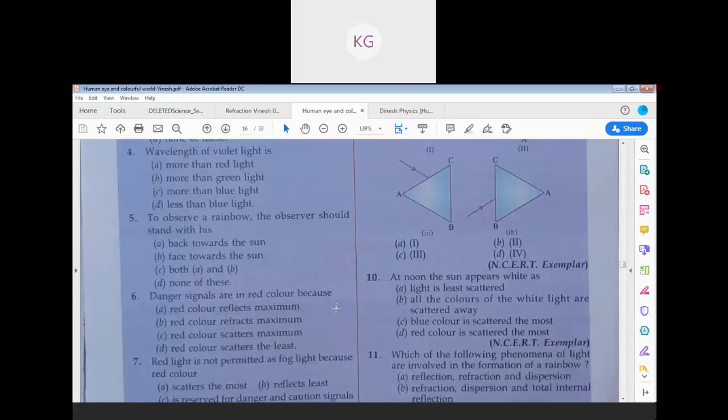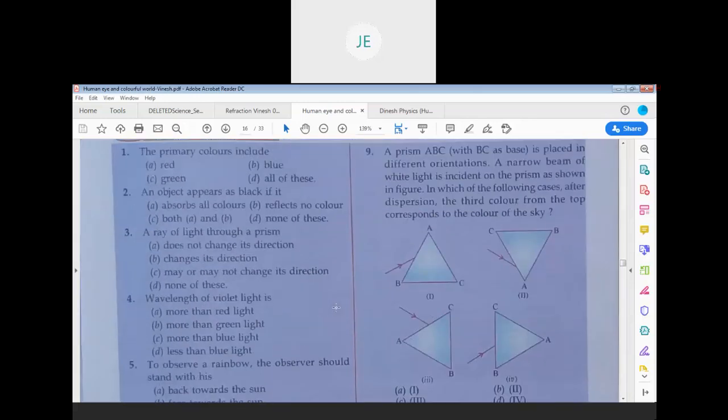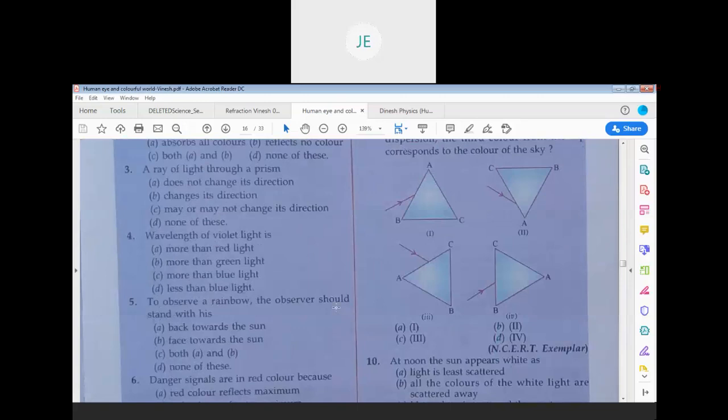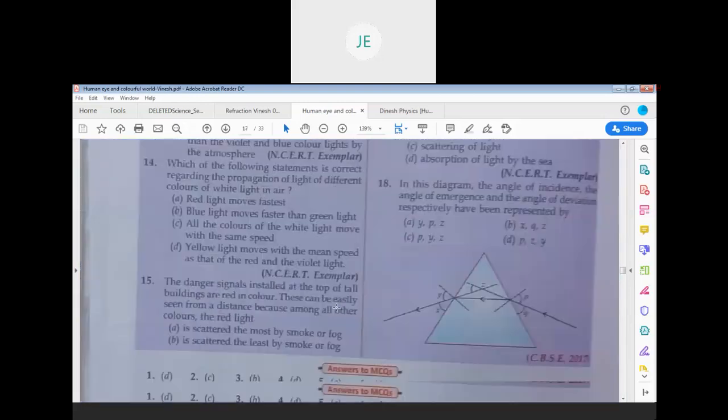So these are all we have done. Every problem we have done. This also we have done. Okay, this we have not done. Ninth CPSC. Ninth one, what is the answer?